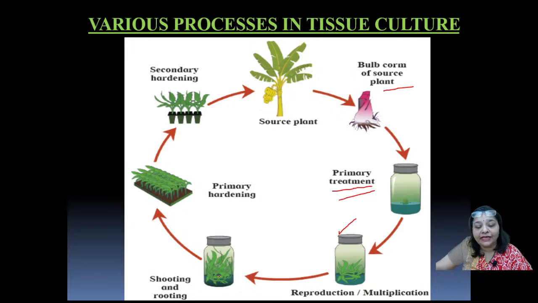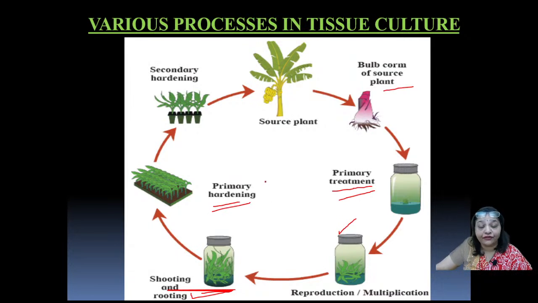Now, you can see here the shooting and the rooting that has taken place in these bottle jars, which are being used for tissue culture. Now, after the rooting and shooting is done, slowly the plantlets which are being grown inside the controlled conditions inside the labs have to be taken outside into the natural environment, and they have to be hardened.